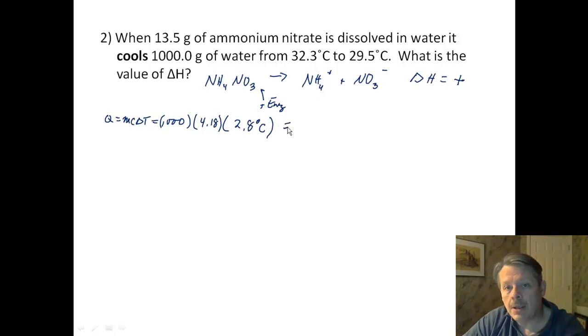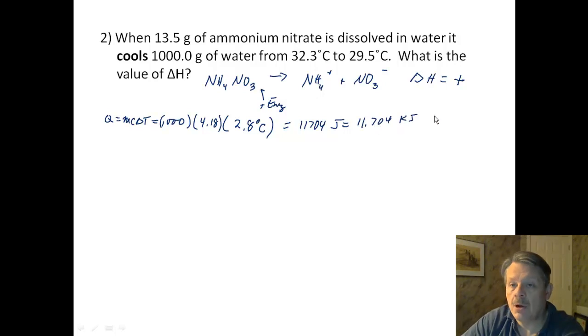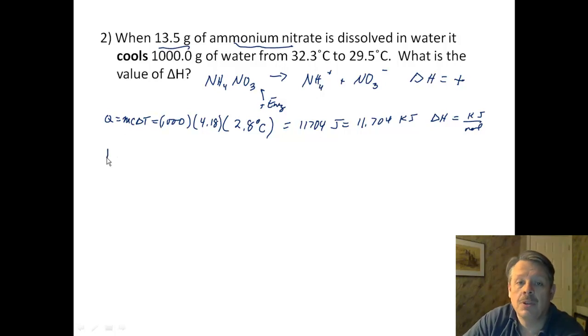All right, and so that number is going to give me 11,704 joules, which is 11.704 kilojoules. Right? Now remember, our delta H, when we figure it out, is going to be kilojoules per mole. And the mole we're talking about is ammonium nitrate. So the question is, how much is this in terms of moles? So we take 13.5 grams of ammonium nitrate, NH4NO3.